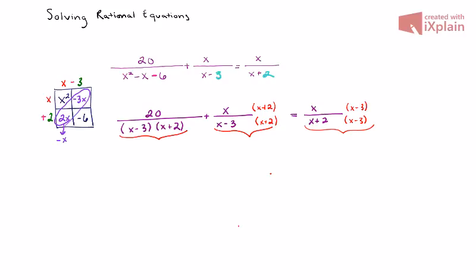So if you notice now, all of our denominators are the same. We have an x minus 3 times an x plus 2, and an x minus 3 times an x plus 2. You have an x plus 2 times an x minus 3 over here, but please remember that the order for a multiplication problem does not matter. So x plus 2 times x minus 3 is the same thing as x minus 3 times x plus 2.